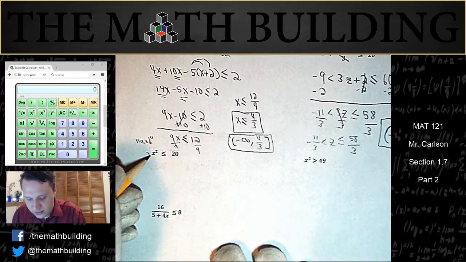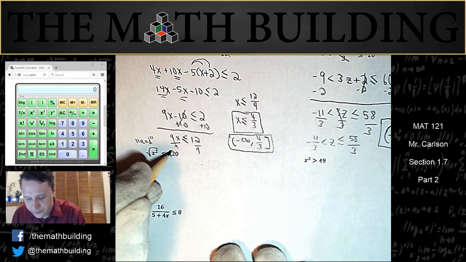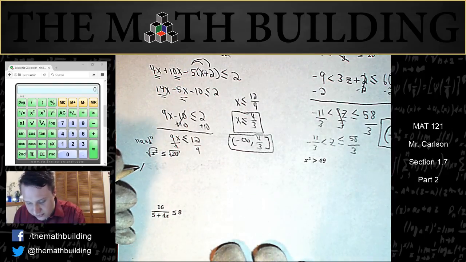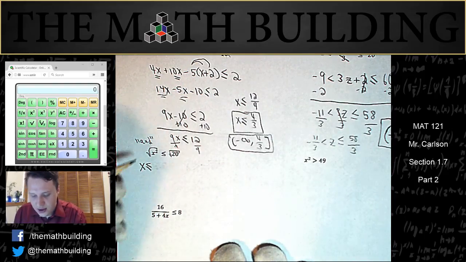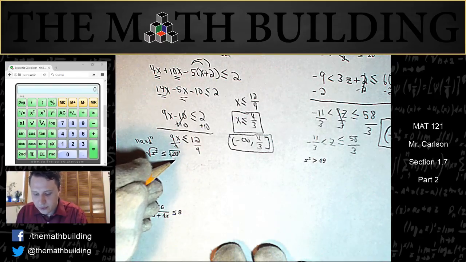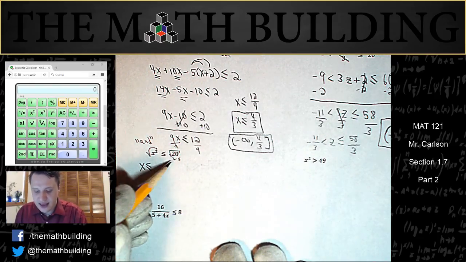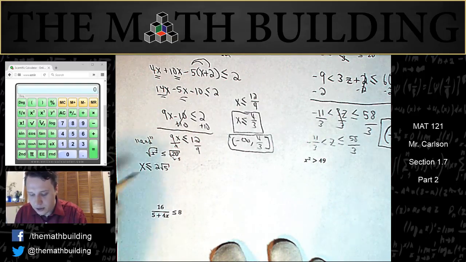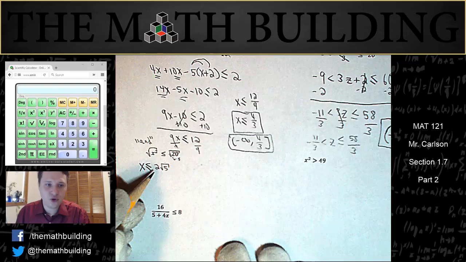As usual, you would take the square root of both sides. The square root of x squared is x, which gives me x is less than or equal to the square root of 20, which is the square root of 4 times 5, and we can pull out the 4 and get a 2. So x is less than or equal to 2 root 5.